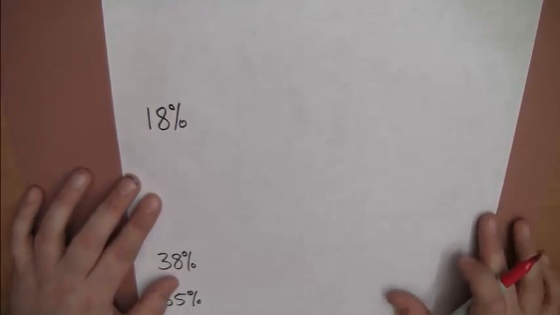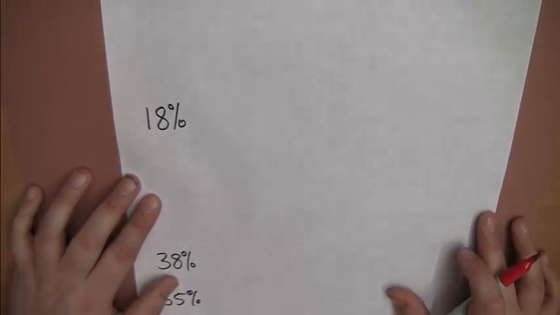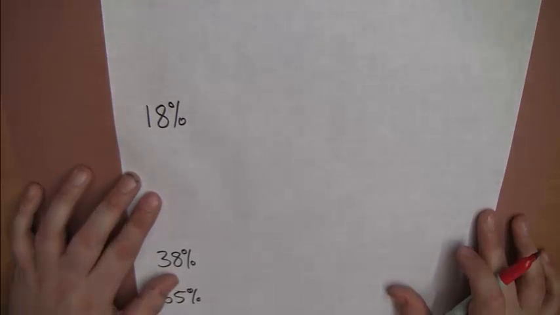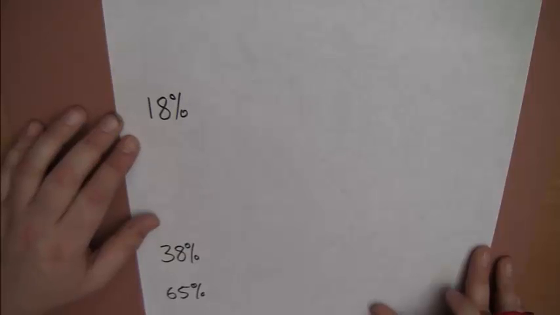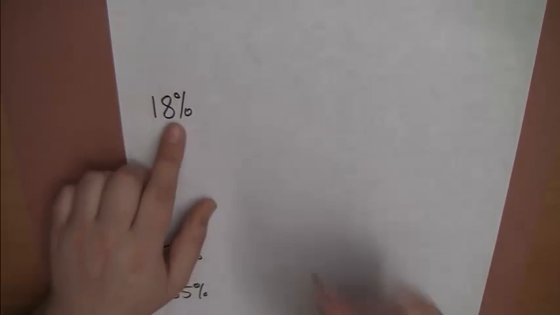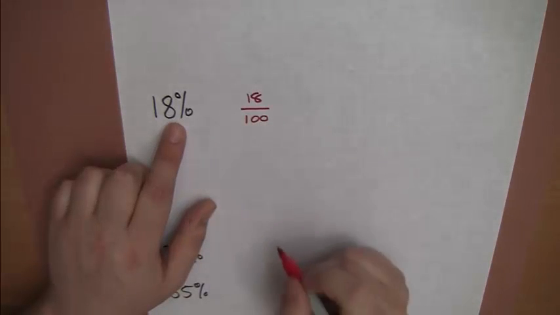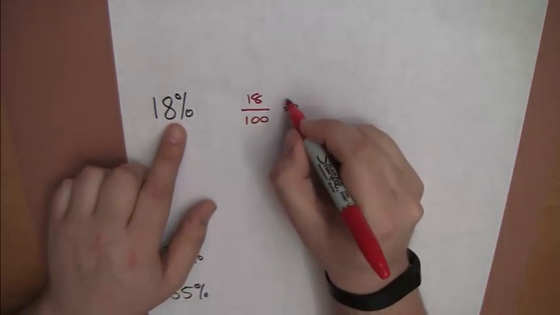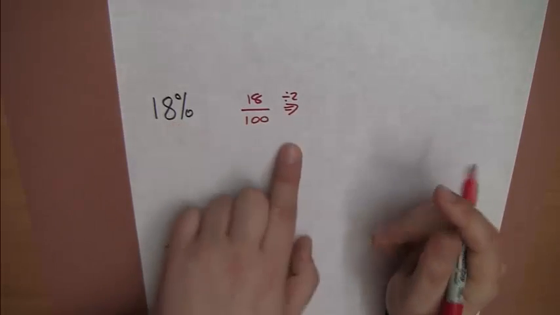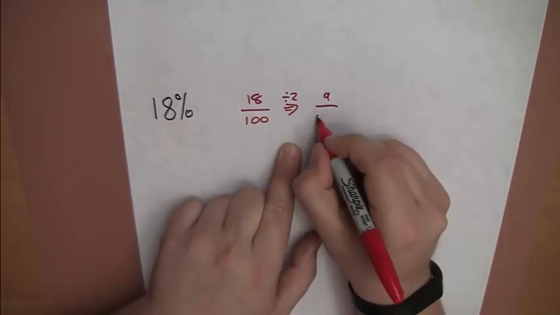Let's have a look at this 18%. If you want to have a quick go before I do, then please pause the video and I will then go through the solution afterwards. Okay, 18%. Let's start the same way. It's 18 out of 100. Ooh, I can half that, so let's half that. That's 9 out of 50.